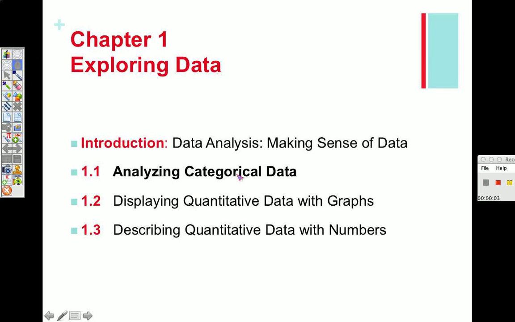All right, so we're going to dive into exploring data in Chapter 1 for statistics here. We're going to be looking at analyzing categorical data. We'll get into the quantitative in the next section.